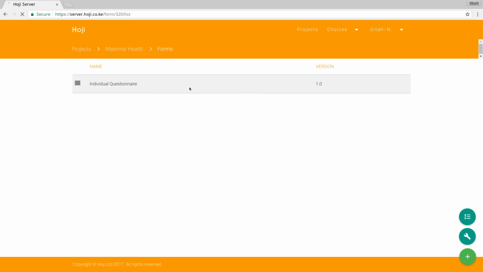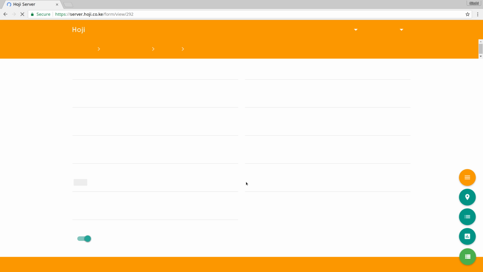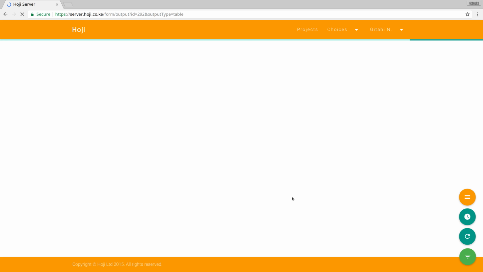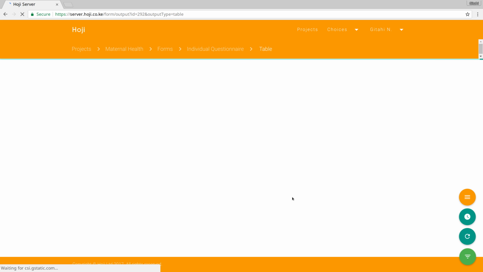and you go to the individual questionnaire form, remember that this time we have submitted some data, so we expect to see some output. And as we learned in, I think it was video number 2, these are your output buttons. All right. So let's just look at the data table for a start. We expect the 5 records that we entered are going to be here, and so there they are.